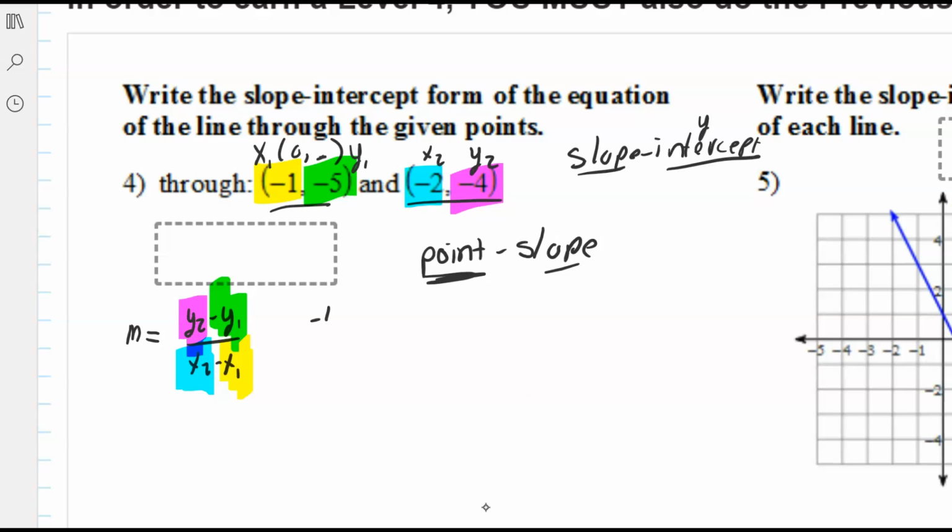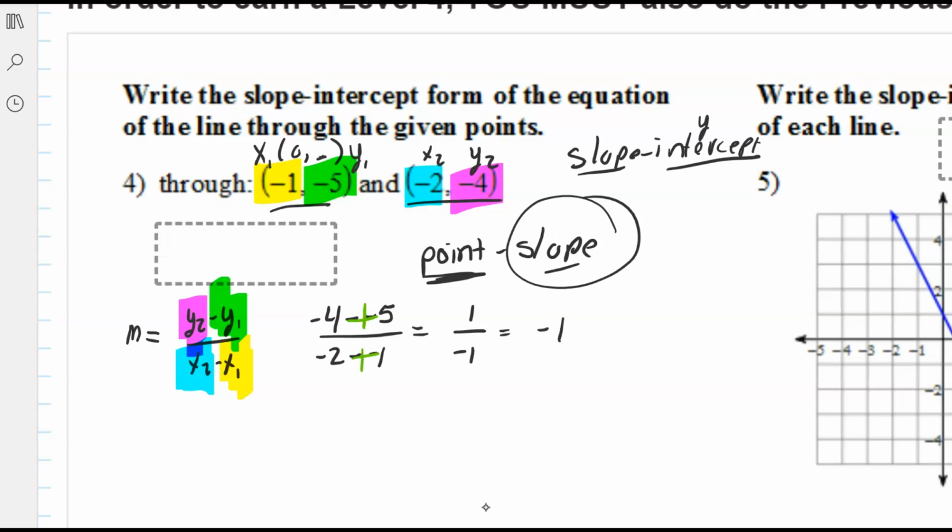So now let's fill them in. The purple one minus the green one over the blue one minus the yellow one. Clean it up. Negative 4 plus 5 is 1. Negative 2 plus 1 is negative 1. So the slope is negative 1. Halfway there. So now we have the slope. We also need the point. Doesn't matter which one we pick. So I'm going to pick the first one.